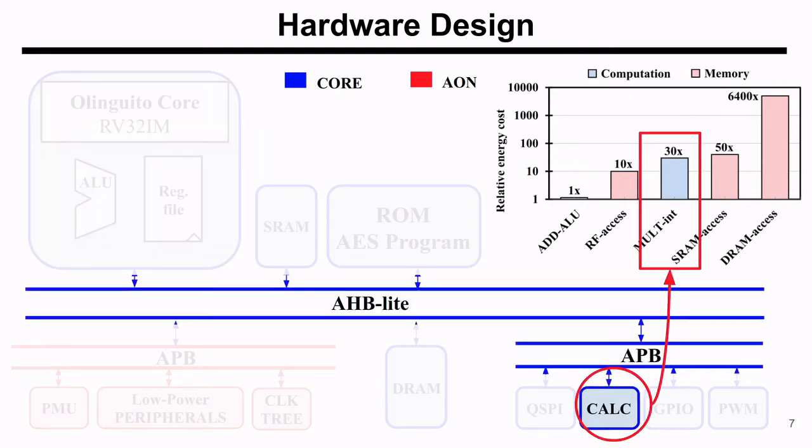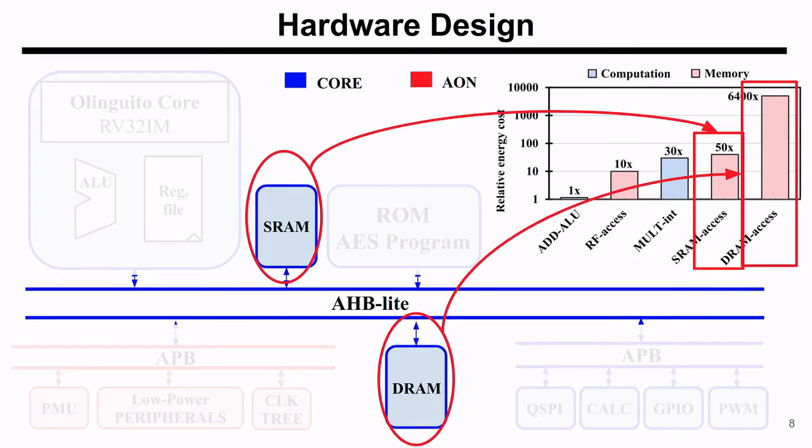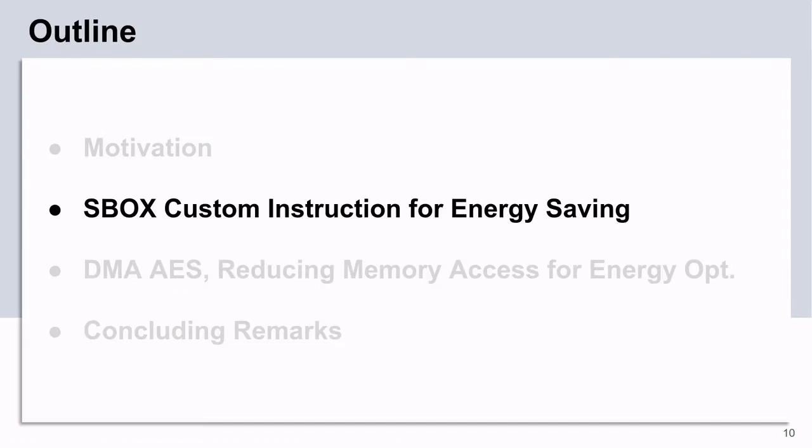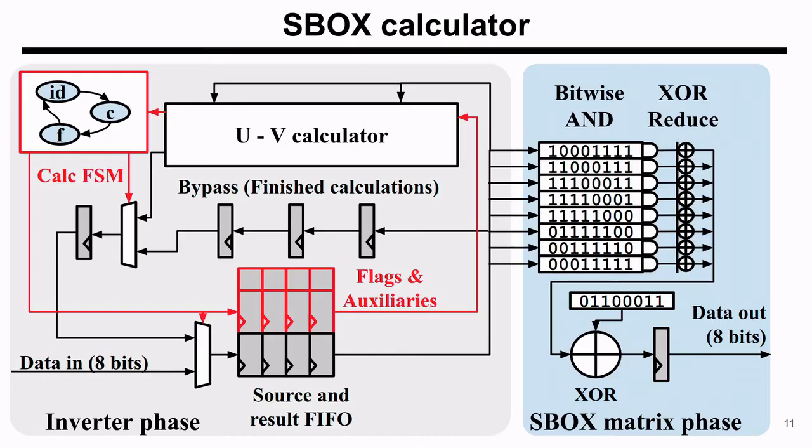If a heavy calculation needs to be reached, it's usually 30 times the cost of an internal addition in the loop. The memory access is the heaviest, reaching 50 times for internal SRAM and up to 6400 times for DRAM. Our work focuses on defining an optimal architecture that reduces memory access to improve energy efficiency. For that, we developed different strategies. First, we are going to talk about the SBox as a custom instruction.